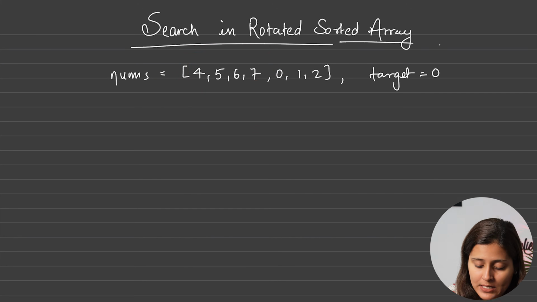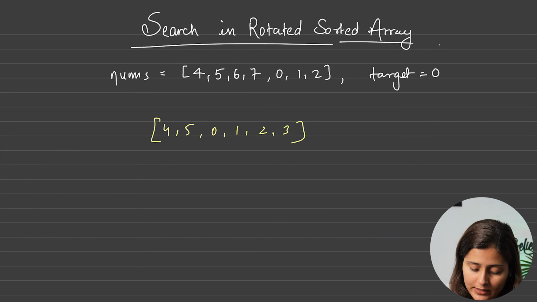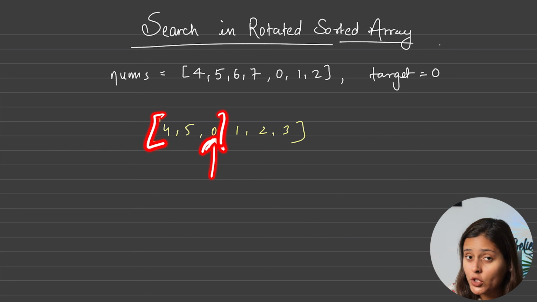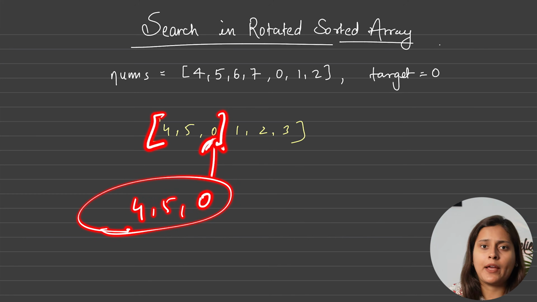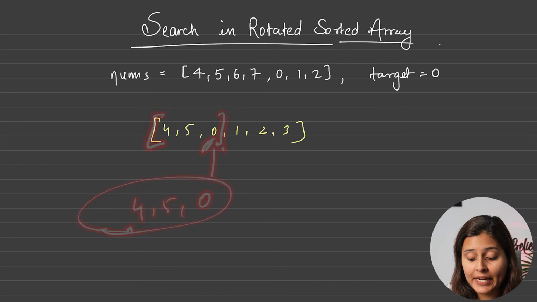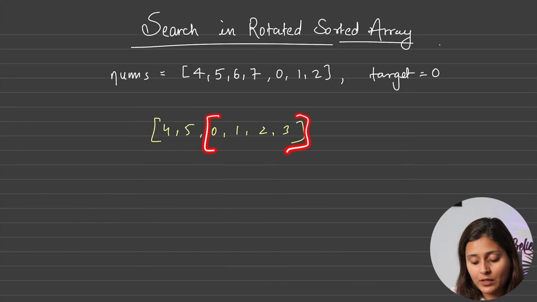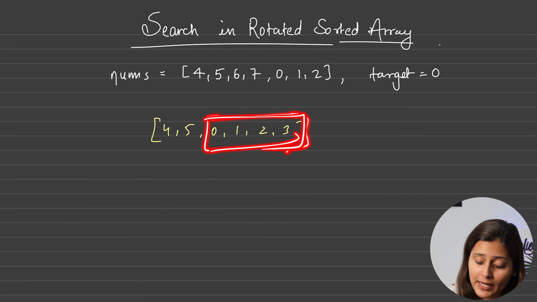Okay, but suppose in some cases 4, 5, 0, 1, 2, 3, this one. Okay, let's say, in this case the middle element will be 0 only. Yes, yes. So can I say that from this to this, 0 is a part of the left sorted array? If you see 4, 5, 0, no it is not. So can we apply binary search here? No, we cannot apply. But if you see, 0 is a part of the right sorted array, 0, 1, 2, 3, yes. Now we can apply the binary search here.